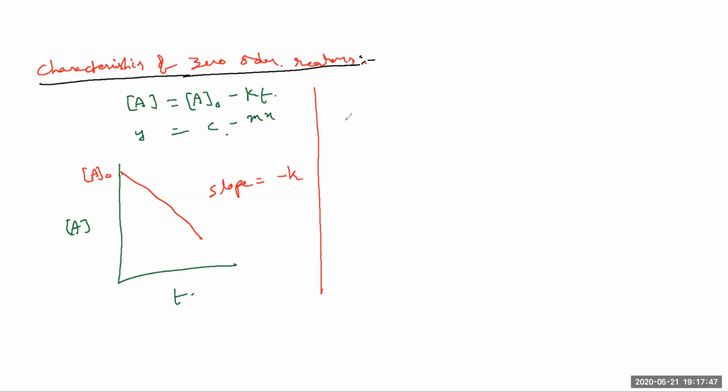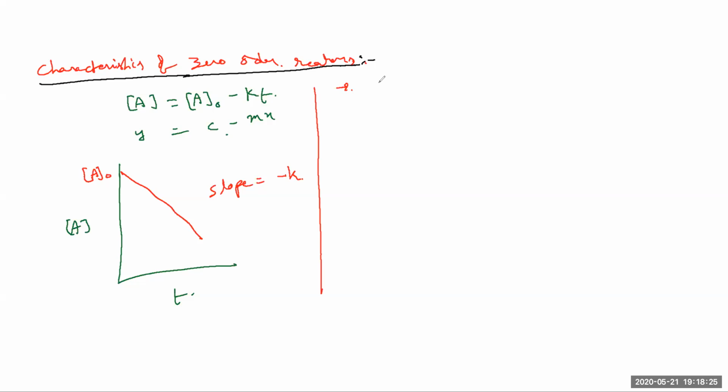Next point, the rate of reaction is independent of the concentration. Why independent? It is zero order. Zero order means the rate of reaction does not depend on the concentration. Generally, all catalytic reactions are zero order reactions. In these catalytic reactions, the rate does not depend on the concentration of the reactants. The rate depends on the catalyst used in the chemical reaction. So that means the rate is independent of the concentration.